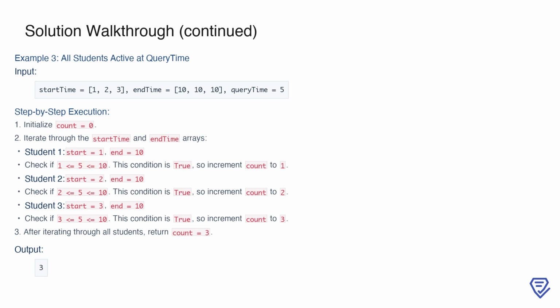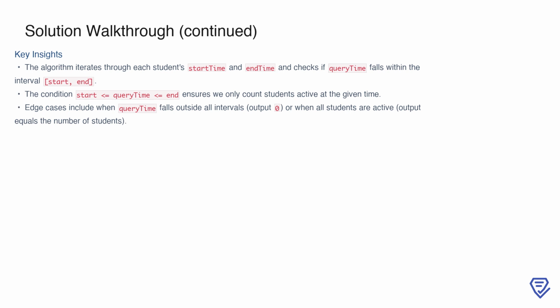query time. This problem can be summarized by the key observation that the algorithm checks whether the query time falls within each student's interval, defined by their start time and end time. The condition start <= query time <= end ensures that we only count students who are actively doing homework at the specified time. Edge cases to consider include situations where the query time falls outside all intervals, leading to an output of 0, or when all students are active at the query time, resulting in an output equal to the number of students. This approach is efficient and straightforward, as it processes each student's interval in constant time, making it well suited for typical input sizes.